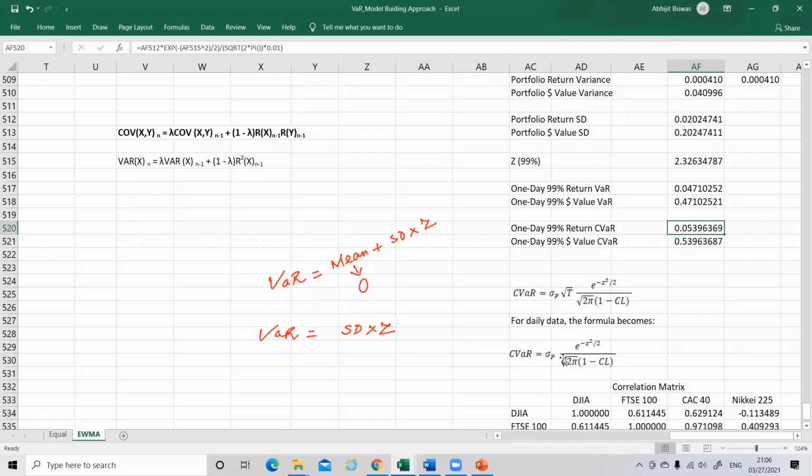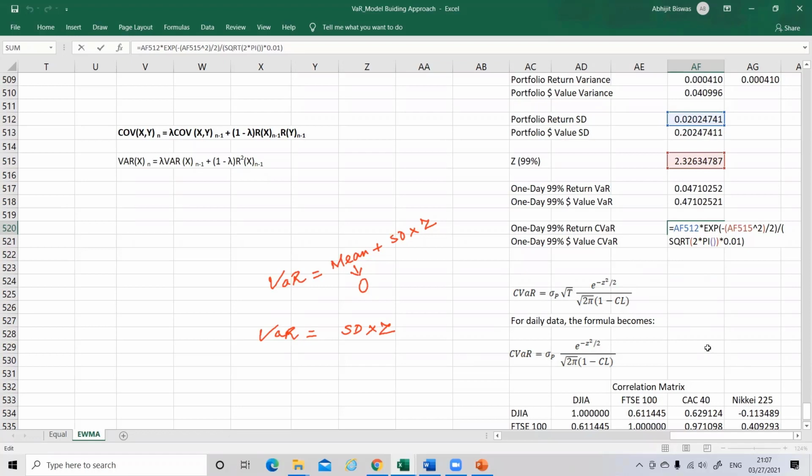Then you can write it like this. CVaR is equal to the standard deviation of the portfolio multiplied by e to the power of minus Z square by 2, whole divided by square root of 2 pi into 1 minus confidence level. Confidence level is 99%. Okay, so now we will be using that. See, this is the formula I have used. Just take it down or enter the formula.